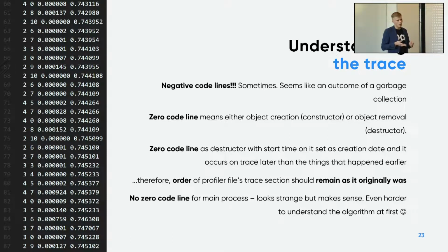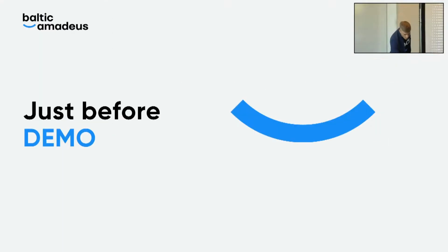Yeah, and another interesting thing, which at first seems rather strange, is that there's no 0 code line neither for destruction nor creation of the initial program that you enabled the profiler in, which at first seemed strange. Why? How? But on second thought, the profiler cannot know when that program was created because it's enabled in it. The same goes for disabling the profiler. So just before we jump into the demo, remember I told you that I'm going to present you OpenTelemetry.